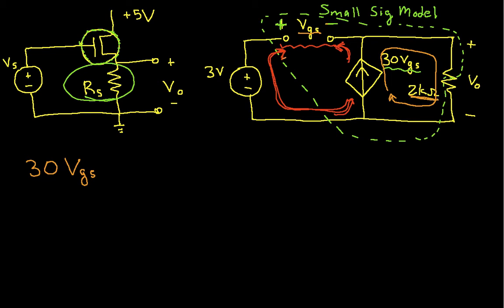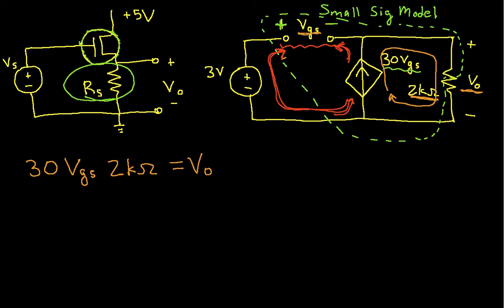So this tells me then that the current, which again is 30 times VGS, times the resistance, 2 k ohms, is equal to my output voltage. So this is good. This is useful information. Again, my goal is eventually to solve for the output voltage. But I still have this unknown voltage here.